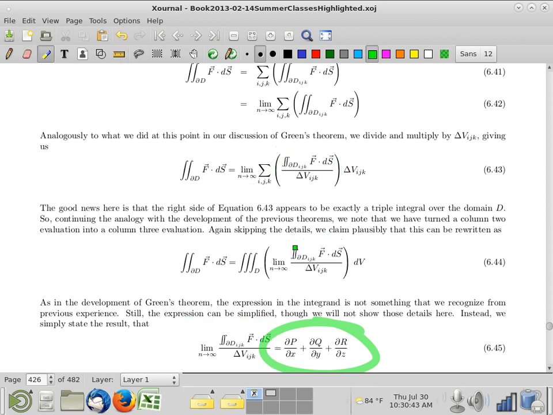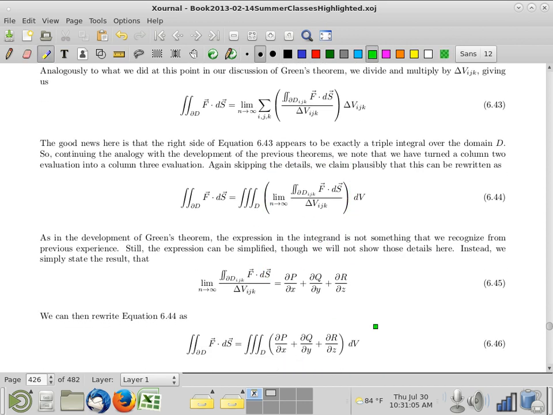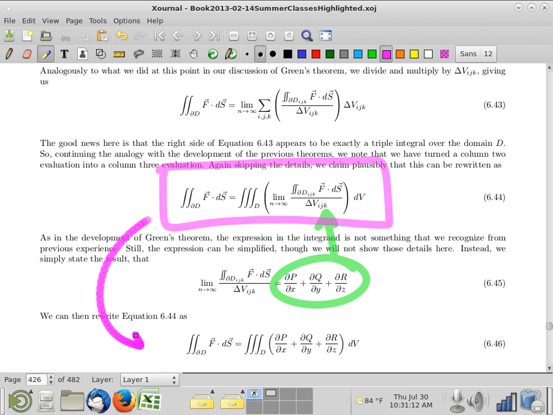So the integrand there is computed with that easy little formula. dP/dx plus dQ/dy plus dR/dz. Which is not hard, right? It's 3 partial derivatives. World's easiest derivatives. Okay. And so taking this and plugging it into there, this equation I can rewrite as that equation.